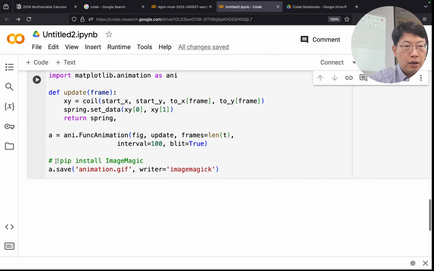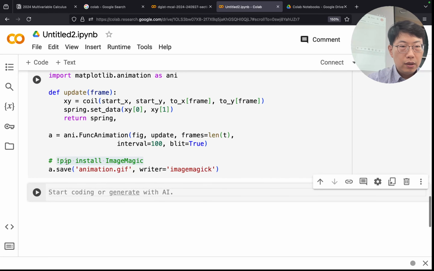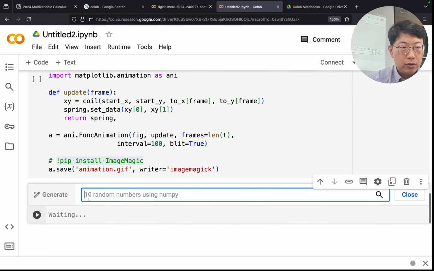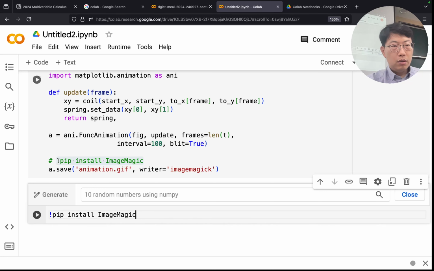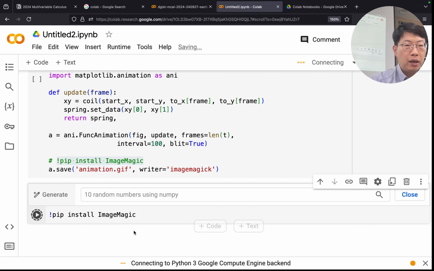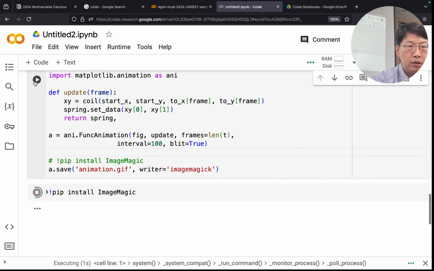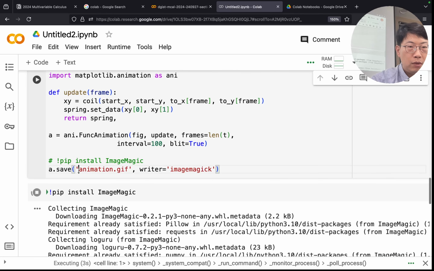So here, what you need to do before you run this code is install ImageMagick here. So you can copy paste this command, with this exclamation symbol, and pip install this one. And if you hit enter, then it installs this package onto the cloud environment, and then you can run this code so that you can save the result in a zip file.